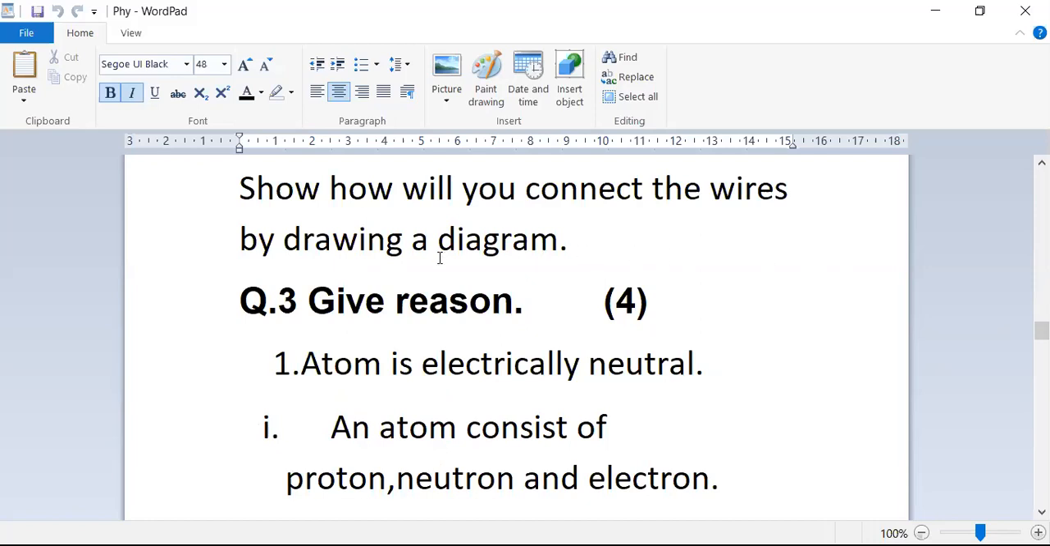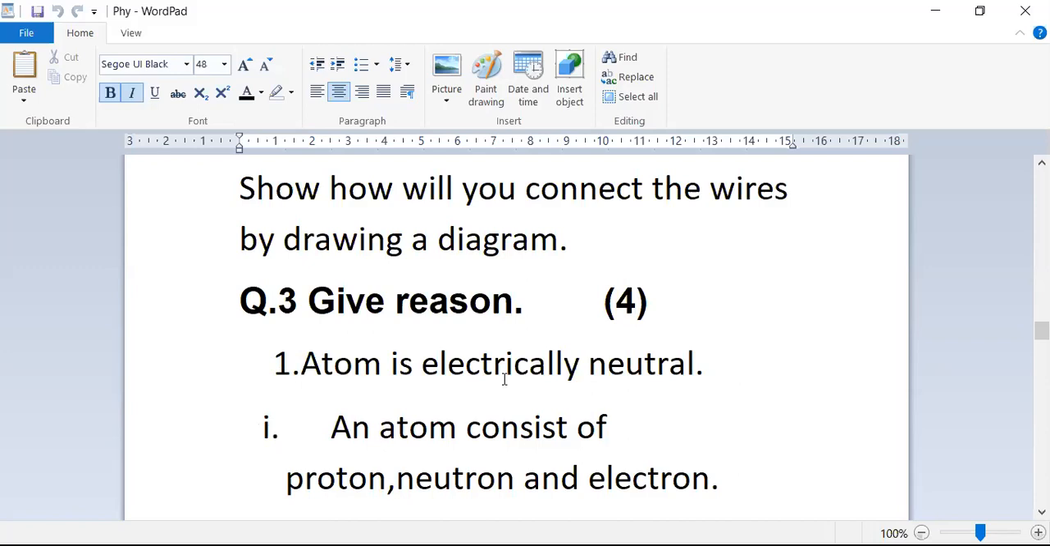Question number 3, give reason, carries 4 marks. Here, as we discussed earlier, you have to write the main question, you have to write the head question number and the question. Write down the sub question. You are not expected here to write the sub question also. Just start writing the answer. For example, an atom is electrically neutral.